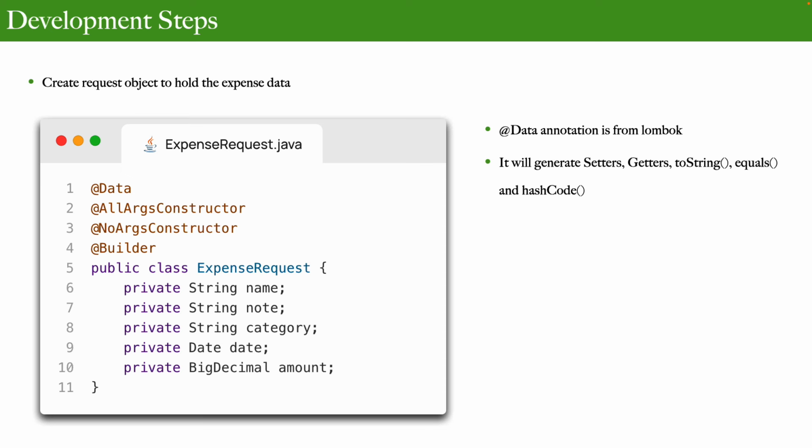And the AllArgsConstructor annotation is nothing but the constructor for all of the fields. And NoArgsConstructor, the name itself says that it is a no-argument constructor. And the Builder annotation, if you want to use the builder design pattern on this, we can use it. This is also from Lombok.